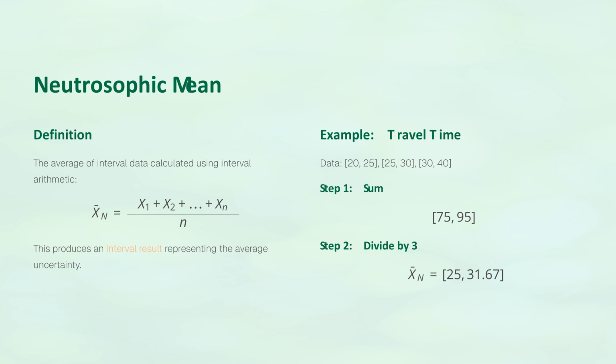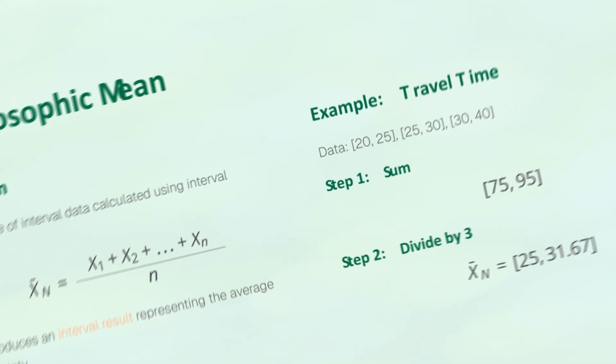In Neutrosophic statistics, we follow the same idea, but we work with ranges instead of exact numbers. We first add all the intervals together and then divide by the number of observations. Let us take a daily life example of travel time. Suppose on 3 days, the travel times are between 20 and 25 minutes, between 25 and 30 minutes, and between 30 and 40 minutes. When we compute the average, we do not get a single number. Instead, we get a range that represents the possible average travel time.